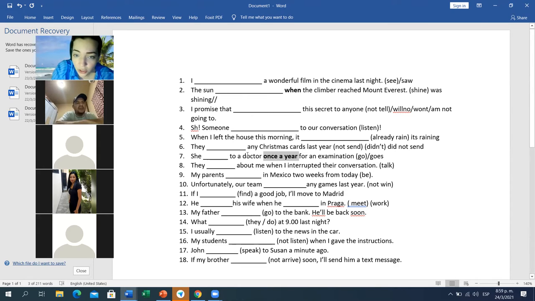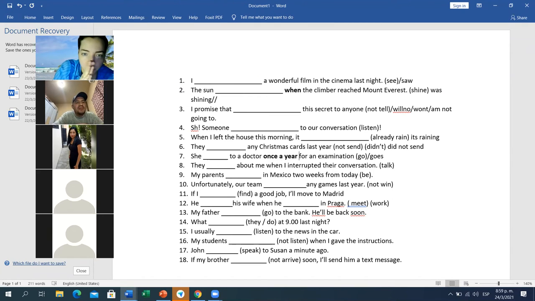She went to a doctor for an examination. Si esto no estuviera acá, she went. She went to a doctor for an examination. Ahí sí pudiera ser. But because it says once a year, me lo cambió todo completamente. Does it make sense? Teacher, podría ser will go. She will go. Pudiera ser. For example, she will work 5 times a week. Lo va a hacer. Va a trabajar 5 días a la semana, ¿verdad? No se me equivoca.